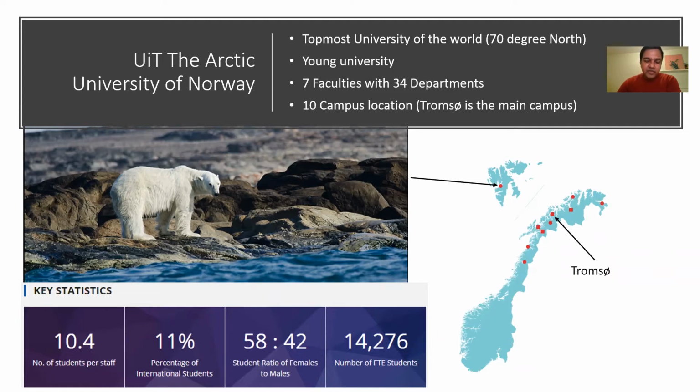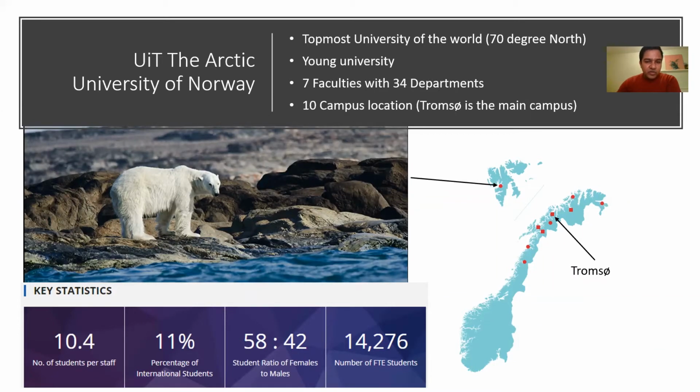In UiT, there are 7 faculties. Each faculty has many departments. Like in IITs, there are departments and there is a central administration. But in UiT, there are 7 faculties, and within the 7 faculties, in total, there are 34 departments.